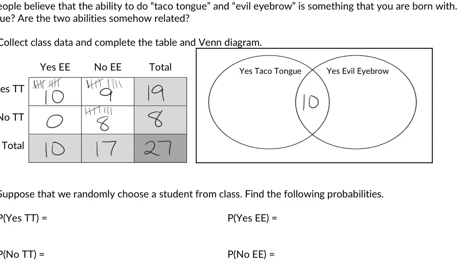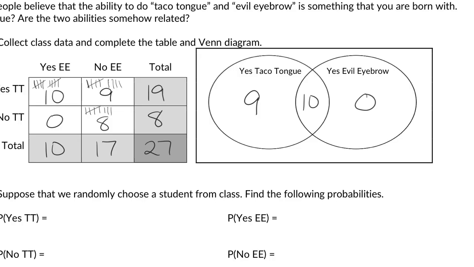The number of people who were yes taco tongue but no evil eyebrow would go in the just yes taco tongue section, so 9 goes here. There were none that could do evil eyebrow that couldn't also do the taco tongue, so this is 0.